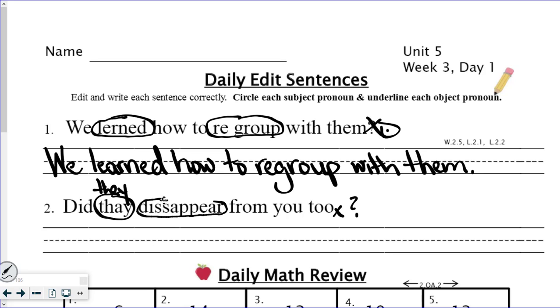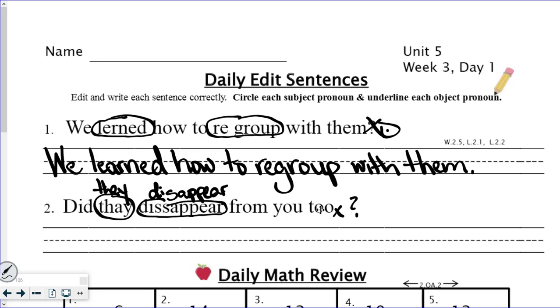So I'm going to circle disappear, right? Because dis is D-I-S. And then appear is A-P-P-E-A-R, right? Because it was a spelling word from last week. So you should know how to spell that one. So did they disappear from you too?